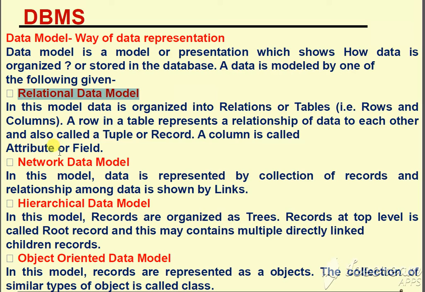Next, we find the network data model. The network data model means that in this particular model we represent data by collecting the records, and the relationship among the data is shown by links. So this is how it is instructed.